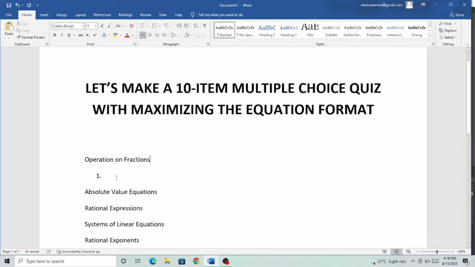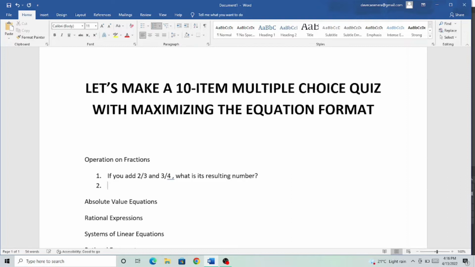So for our operations on fractions, let's say if you add 2 over 3 and 3 over 4, what is its resulting number? As you can see, 2 over 3 and 3 over 4 is pretty bland. So we will be using the equation format to make it more presentable.